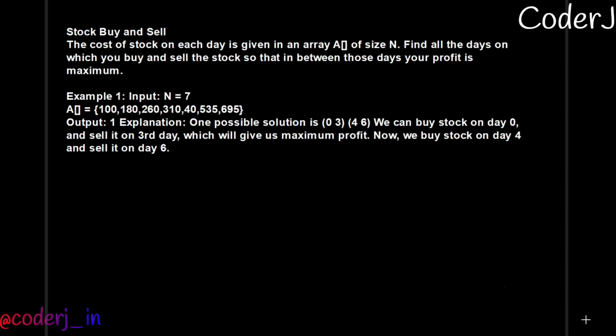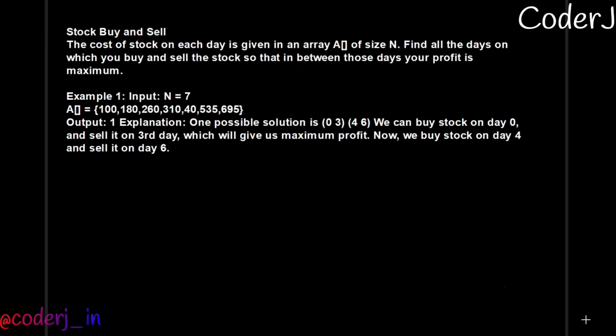Okay, so the question goes like this. The cost of stocks on each day is given in an array A of size n. Find all the days on which you buy and sell stocks so that in between those days, your profit is maximum. Okay, so in the end, this appears to be sort of a greedy question. You just need to maximize your stock profits. By the way, this question has a lot of representations, even the easiest one.